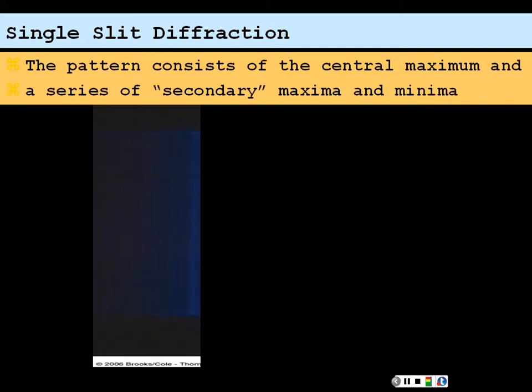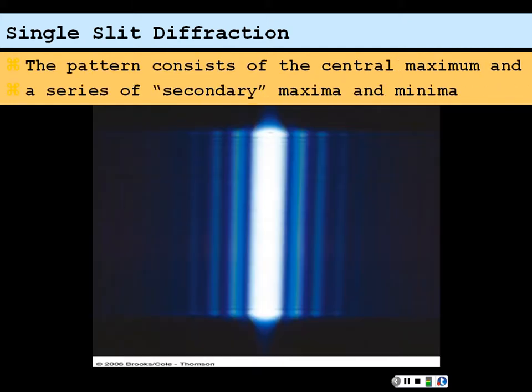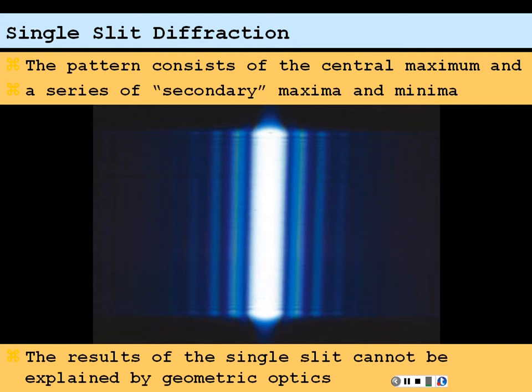Here's a diffraction pattern. It consists of a central maximum and secondary maxima and minima on either side of that wide central maximum. These results, where you see this kind of interference pattern from a single slit diffraction, can only be explained by the wave nature of light and not by geometric optics, where you have rays projecting through the slit.